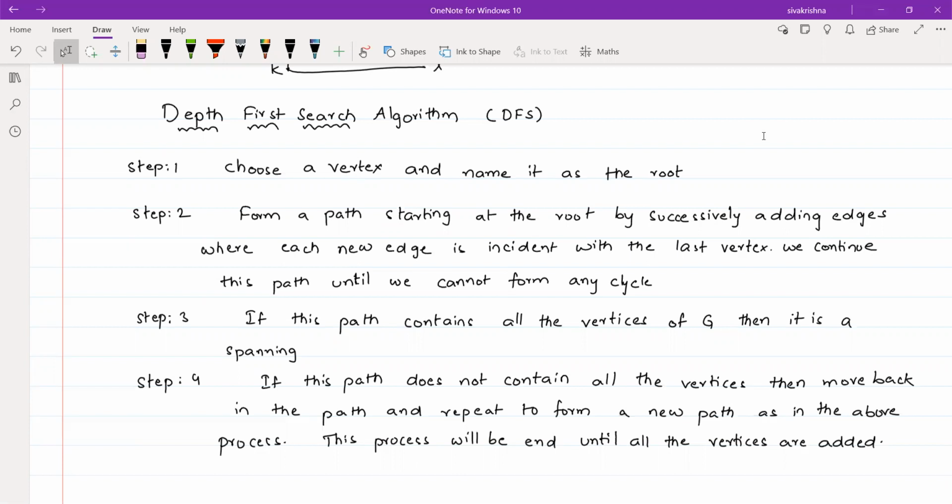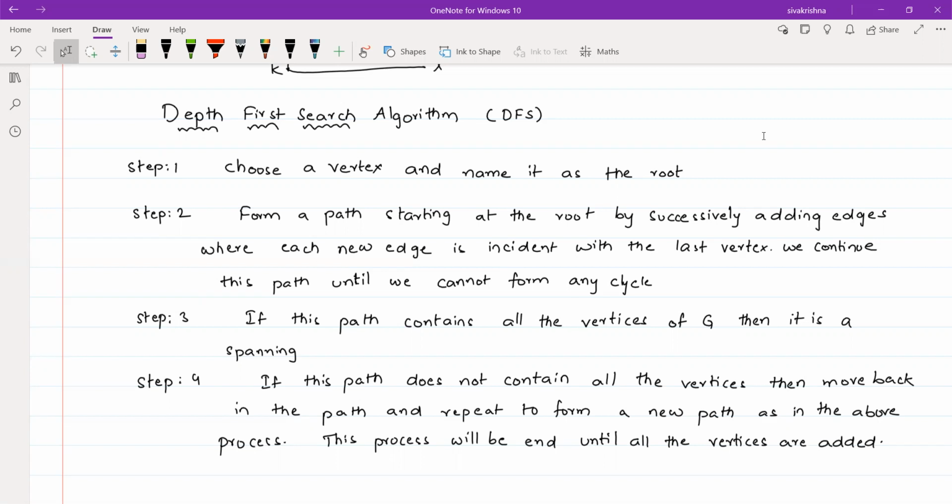So coming to step one, here also we have to select a vertex as a root, like in the BFS method. Coming to step two, we have to form a path starting at the root by successively adding edges. According to the definition, a path is nothing but an alternating sequence of vertices and edges.